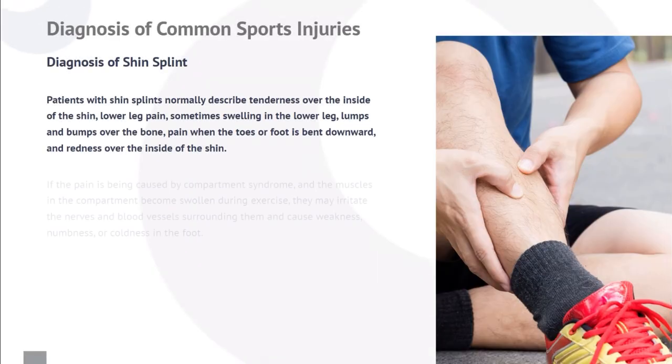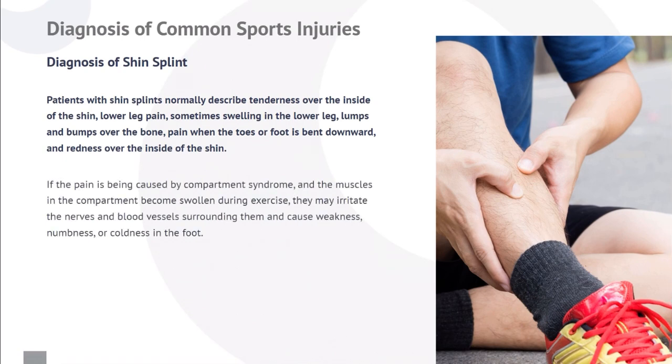Diagnosis of shin splint. Patients with shin splints normally describe tenderness over the inside of the shin, lower leg pain, sometimes swelling in the lower leg, lumps and bumps over the bone, pain when the toes or foot is bent downward, and redness over the inside of the shin. If the pain is being caused by compartment syndrome, and the muscles in the compartment become swollen during exercise, they may irritate the nerves and blood vessels surrounding them and cause weakness, numbness, or coldness in the foot.